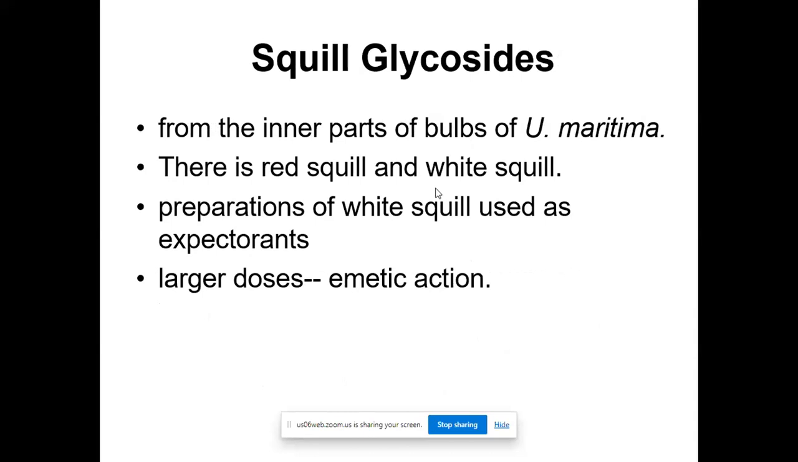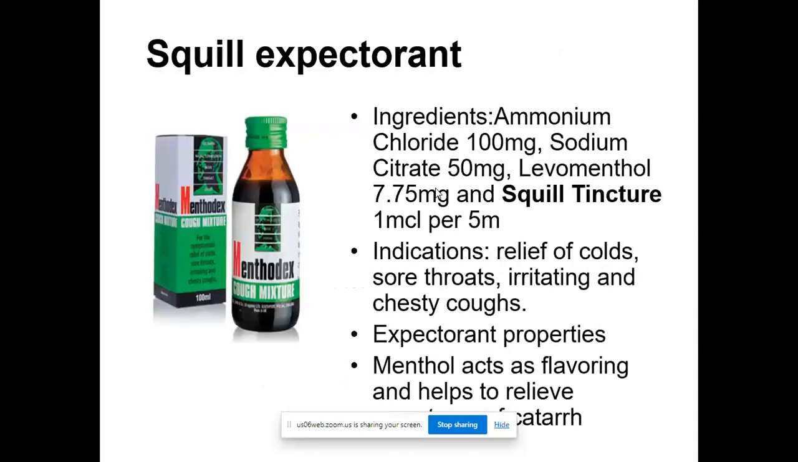For the squill glycosides, these are available as red and white squill. The white squill is mainly used as an expectorant, and as I said, in large doses it has emetic activity.